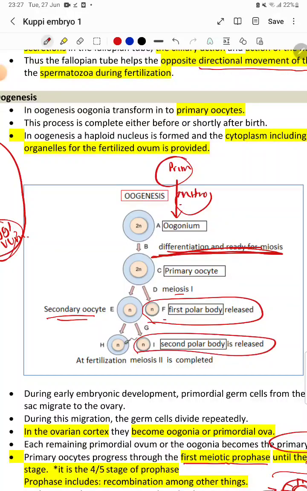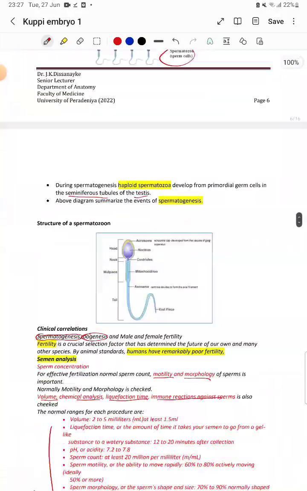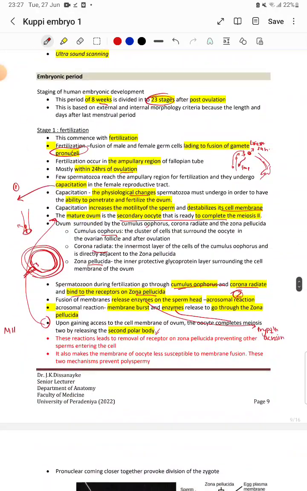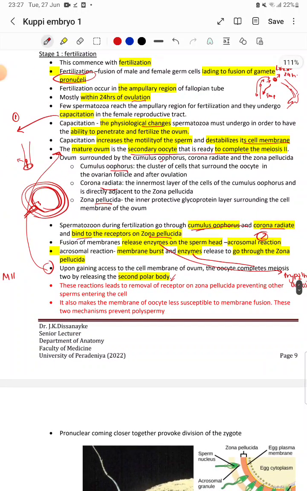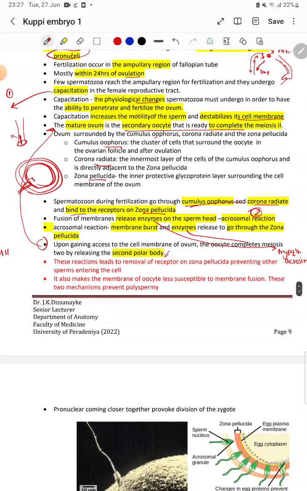The polar bodies in question are not really that significant in terms of function, but it's better to show that you are aware that the polar body is released. So that's why I highlighted it. And there are certain reactions within the ovum that prevent polyspermy.